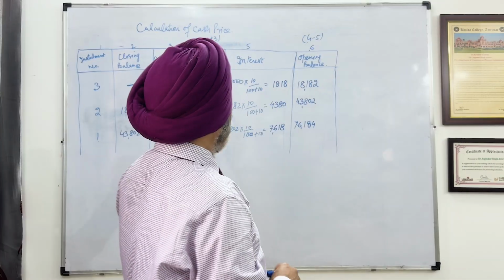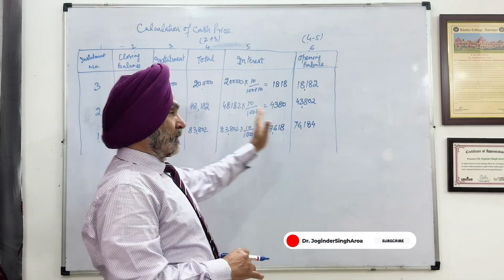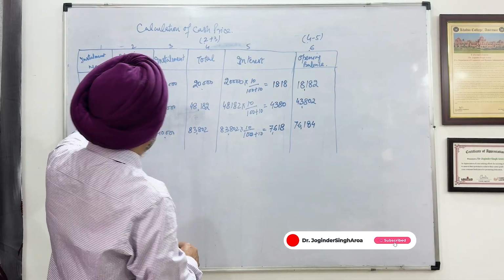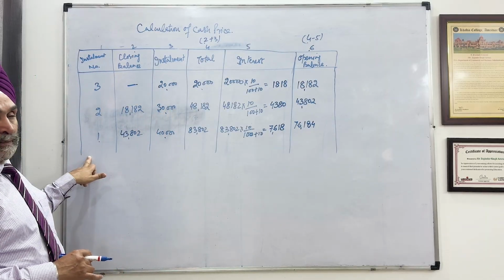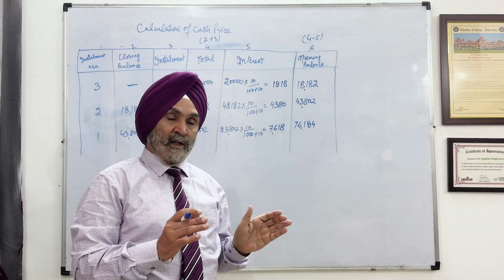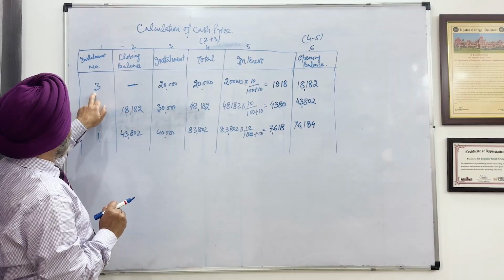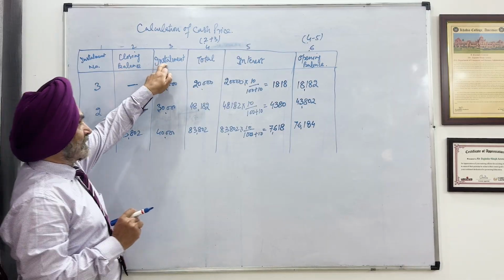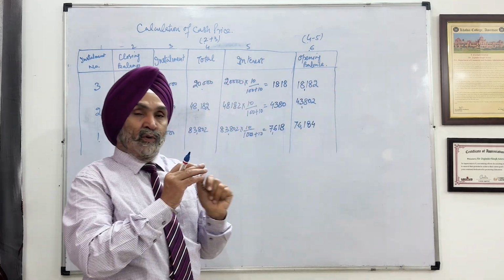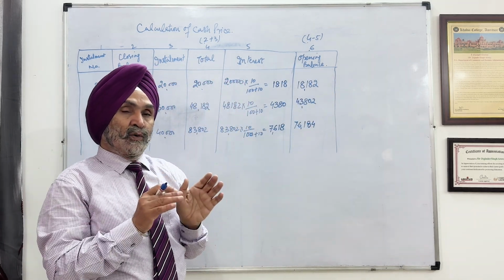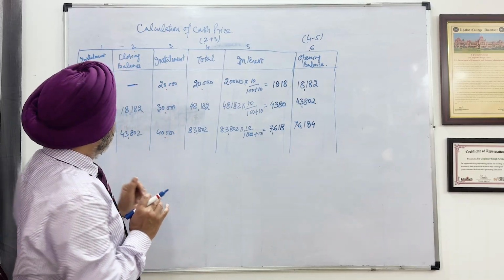For that, we'll prepare a table with 6 columns. If there are 3 installments, we'll start from the third installment. If there are 4 installments, we'll start with the fourth installment. The columns are closing balance, installment, total, interest, and opening balance. Actually, we are moving in reverse to find out the cash price. How we are moving in reverse, I'll let you know.